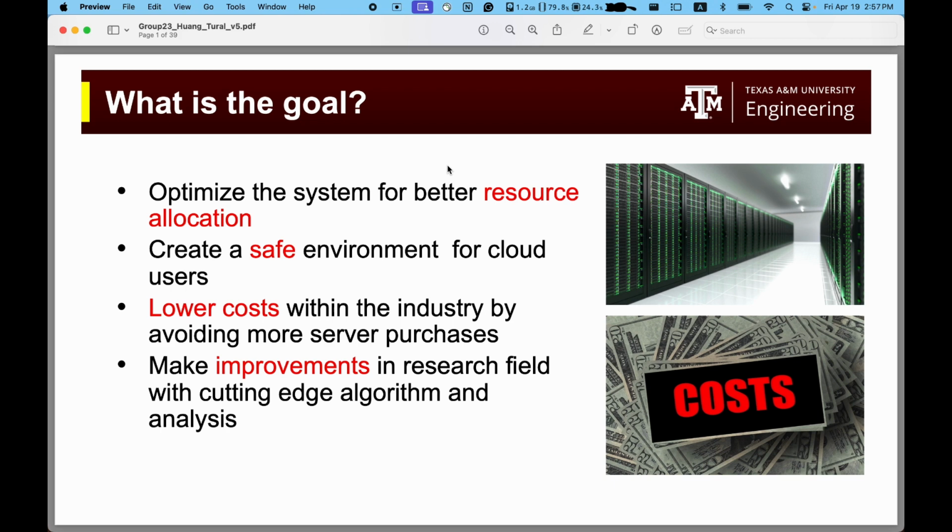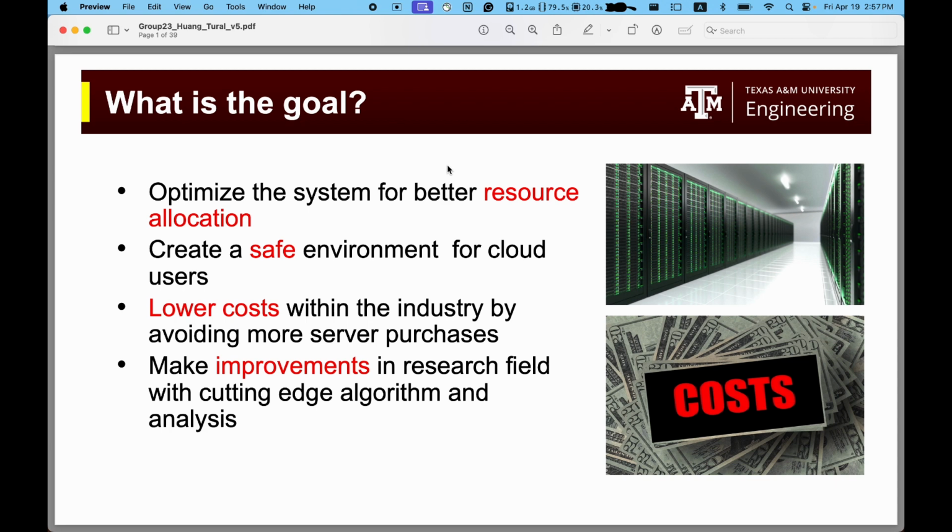So, the goal of developing such a federated learning system for distributed systems starts with better resource allocation. With these algorithms that we have read from our paper, we ensure a safe environment, resource allocation, lower costs within our server systems, and also there are a lot of improvements in the research field with this cutting edge algorithm and analysis. And what do we mean by that? Why is this very useful?